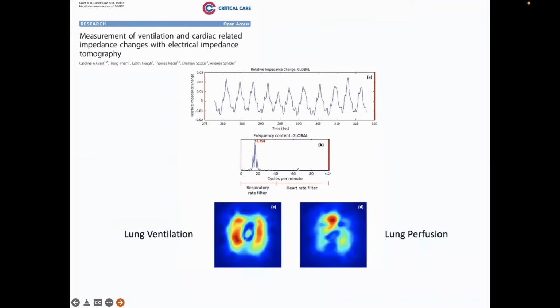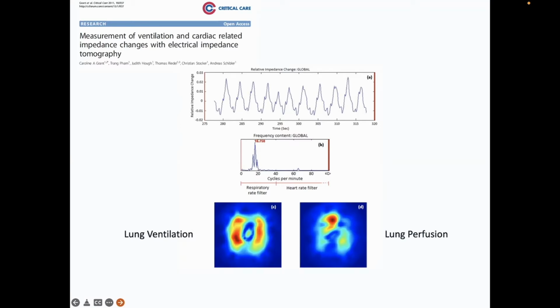Now, EIT helps us as well to differentiate between lung ventilation and lung perfusion. Ventilation is happening, let's say, at 20 breaths a minute, and the heart is beating at 60. In that middle graph, you can see the frequency spectrum of the above EIT signal, and you can see two peaks, one peak just below 20 cycles per minute, and then you see this minuscule peak around 65, 70. That's a frequency coming from the heart. And you can see in the upper panel as well that the signal has these little notches.